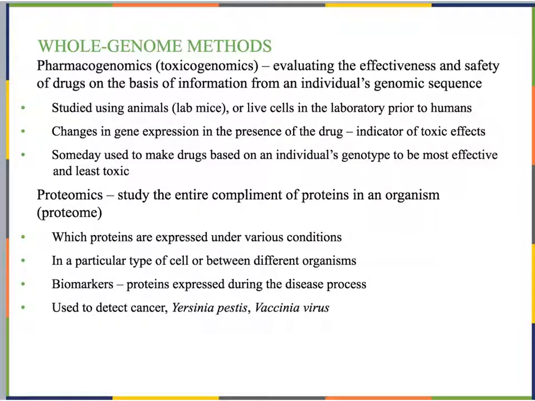Another type of study, given these whole genome methods, is pharmacogenomics or toxicogenomics. This is evaluating the effectiveness and safety of drugs on the basis of an individual's genome sequence. First, we've done this on lab mice, so using animals in the lab, or live cells in the laboratory. We can take a cancerous cell or a non-cancerous cell, apply something, and see how toxic it is, and the effectiveness of a drug.